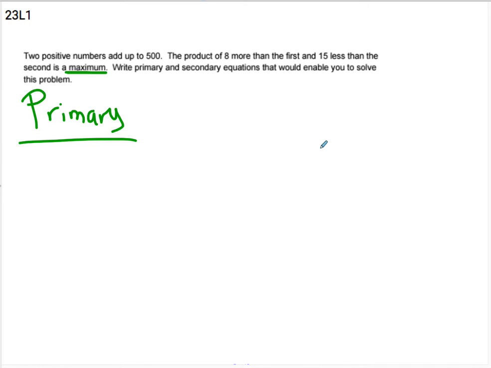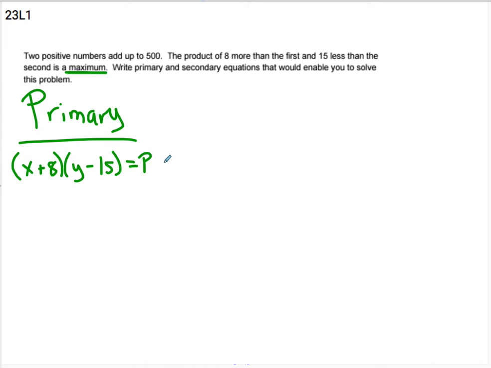So 8 more than the first times, because it says product, 15 less than the second is a maximum, and it's a product. You can call it M, you can call it P. I'm going to go P because it's a product. So the product equals x plus 8 times y minus 15.